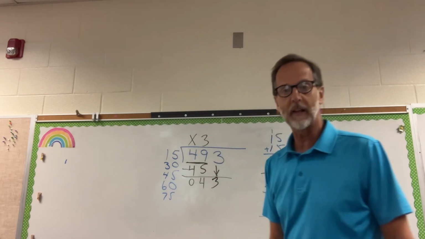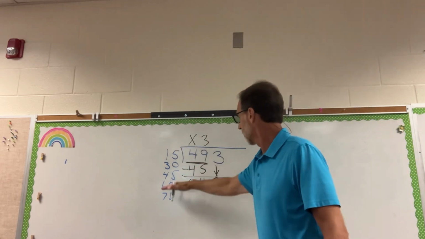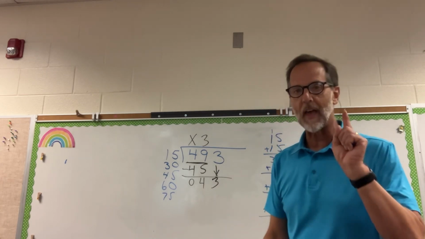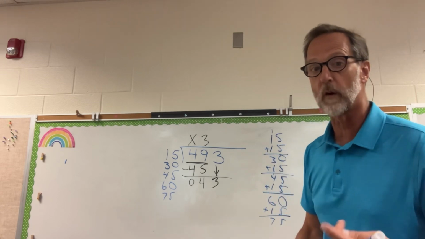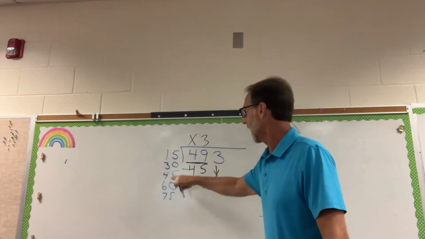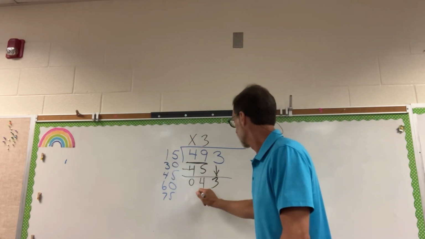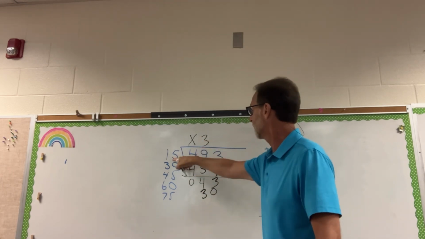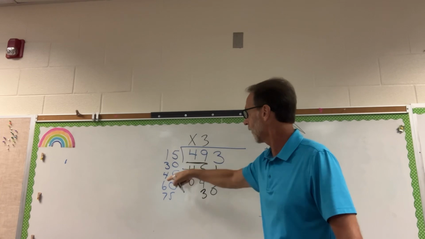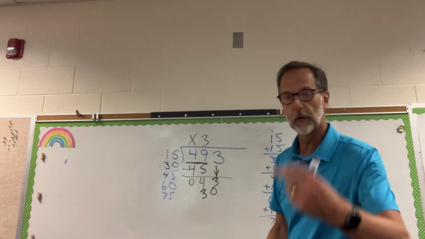I'm going to go back to my list. What number is closest to 43 without going over? Remember, we can't go over, so we can't put 45. 45 is too big. The closest one I have is 30. So I'm going to put the 30 here. That's 15 times what? How far down the list? It was times 2.